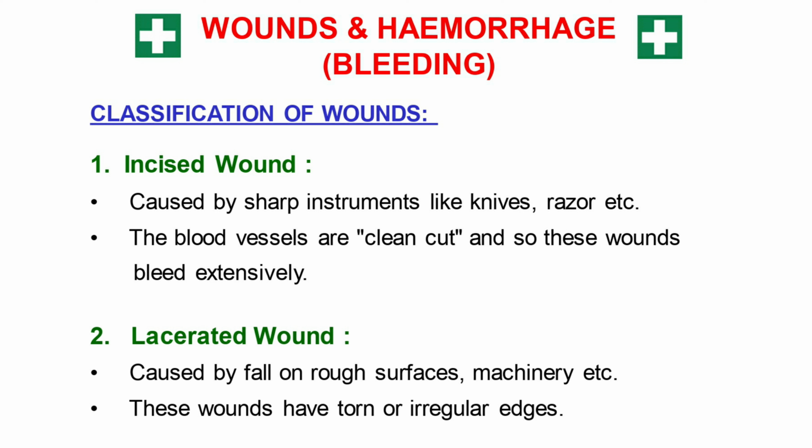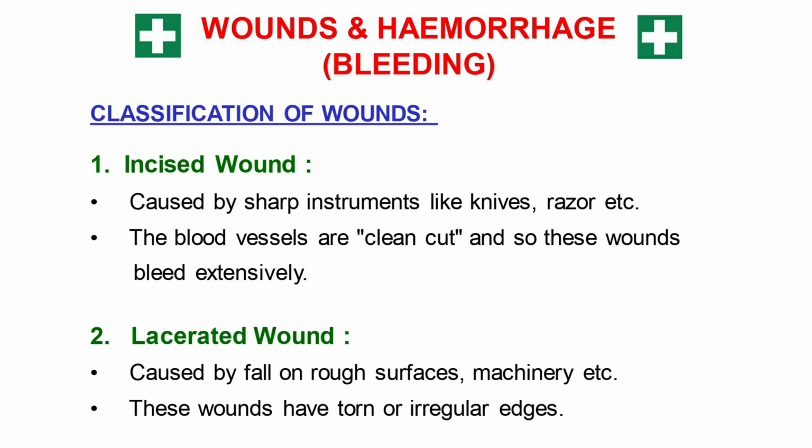Wounds and hemorrhage, bleeding. Classification of wounds: 1. Incised wound, caused by sharp instruments like knives, razor, etc. The blood vessels are clean cut and so these wounds bleed extensively.